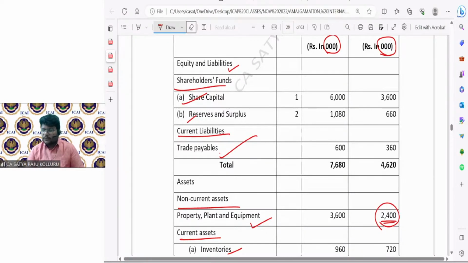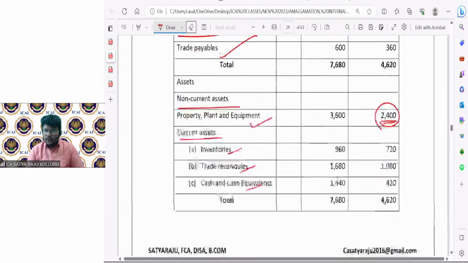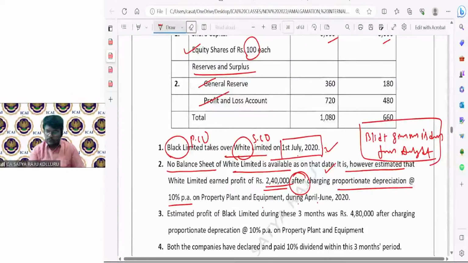Let us put the rupees in thousands: 2,400 into 10% into 3 by 12. How much depreciation on PPE? I got 60. So after reduction of this depreciation, it is estimated that the 3 months profit in White Limited is 240, in rupees in thousands.